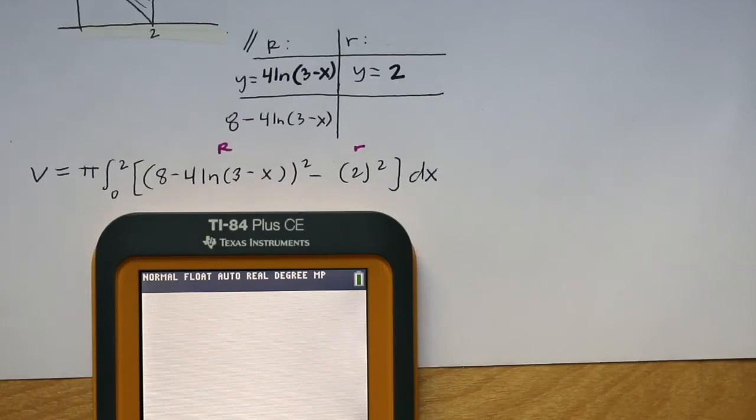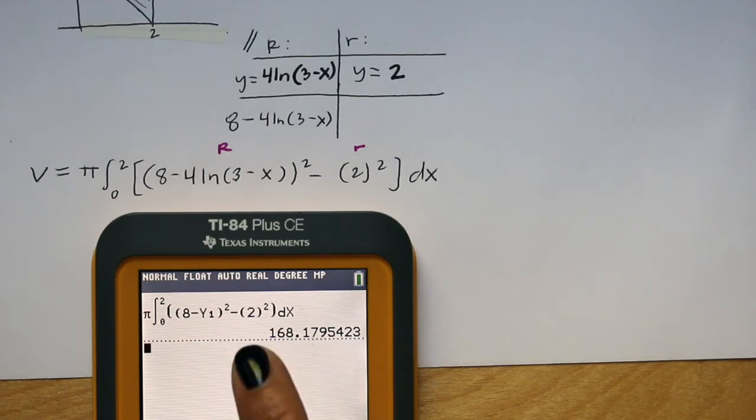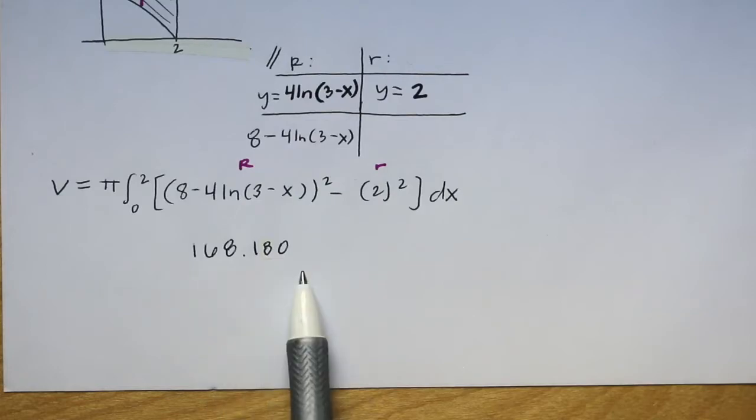Okay, and last we're going to plug this entire thing in. So I have pi, and then math 9, we're going to integrate from 0 to 2. First you want to plug in your capital R, so we're going to go 8 minus, and then we have that equation as our y1. Make sure you square that, and then we're going to go minus lowercase r squared. We're rounding to 3 decimals, so your 9 would get bumped up, which then bumps the 7 up. So you get 168.180, and there's our final answer.